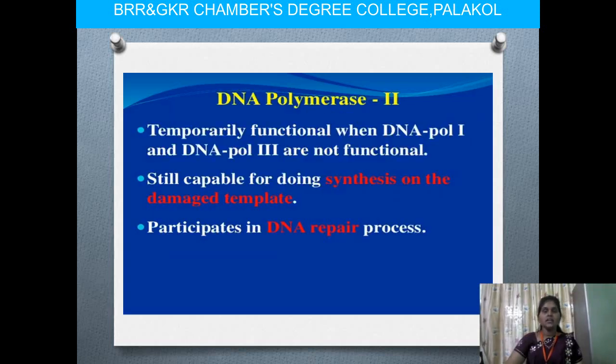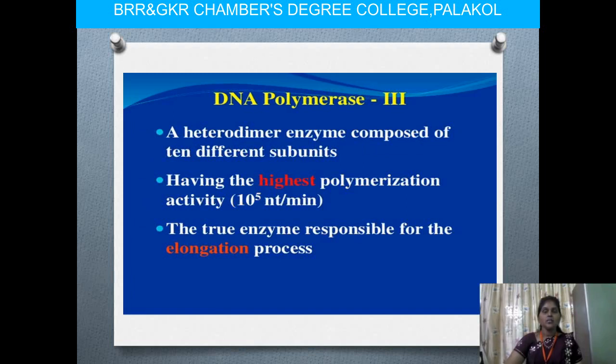Then DNA polymerase 2. It works temporarily when DNA polymerase 1 and polymerase 3 are not functional. So it is used in the absence of polymerase 1 and polymerase 3. It has the capability of synthesizing damaged templates, and it participates in the DNA repair process also. And next one is DNA polymerase 3.